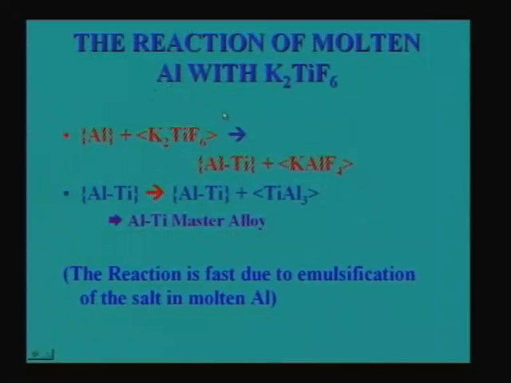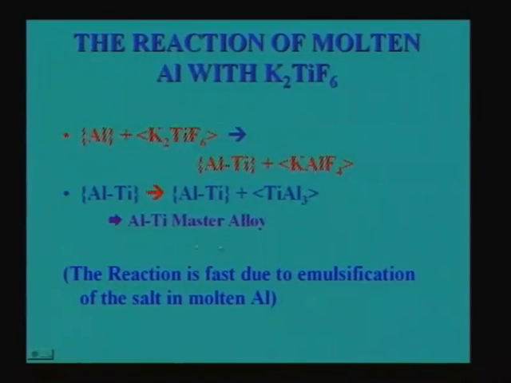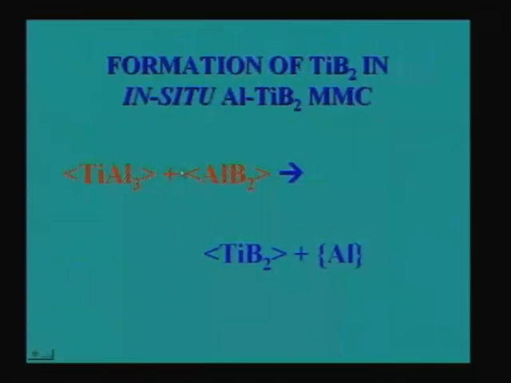Then the second reaction, aluminum K2TiF6, here again the same process. First the reaction occurs and the titanium is released, and this titanium dissolves into aluminum, and once the solubility is crossed, you get the Al3Ti or TiAl3, and that is what is called an aluminum titanium master alloy, where you will have alpha aluminum, which is the matrix, and the Al3Ti particles. This reaction is very vigorous and highly exothermic in nature, and a very fast reaction.